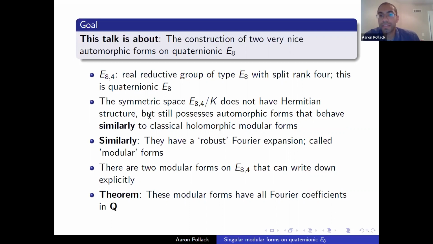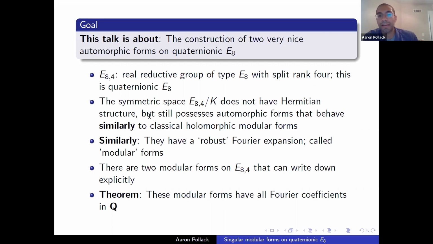The symmetric space associated to E8-4 does not have Hermitian structure, but it still possesses automorphic forms that behave very similarly to classical holomorphic modular forms. I'm the type of person who very much likes classical holomorphic modular forms, and if you want to study automorphic forms on E8, you can't do that. No real form of E8 has a symmetric space with a Hermitian structure, but E8-4 comes as close as possible.